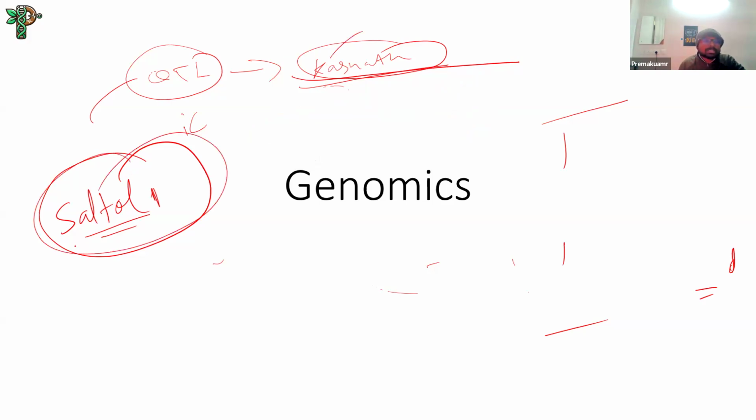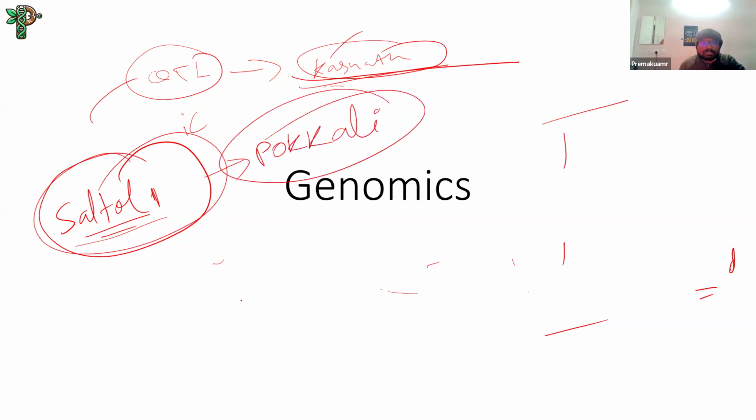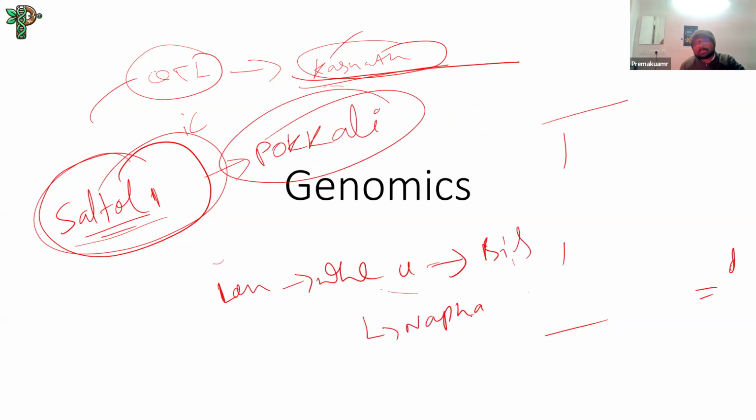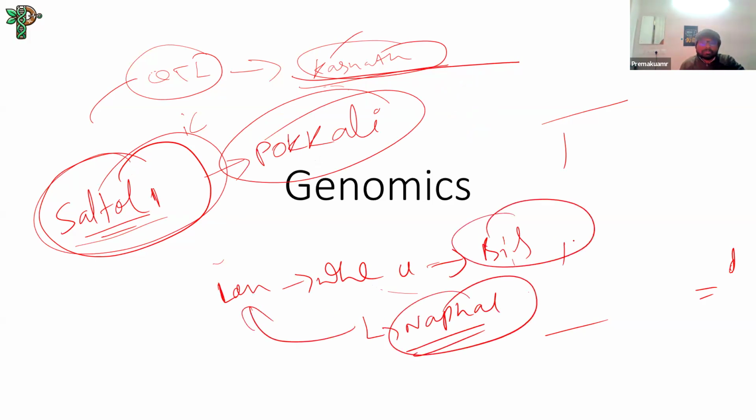Then another QTL is called saltal one from Pokkali areas. These are very important. This year they have asked about which is the land race of the wheat which is very important for biscuit making. Naphal series of the wheat. I think it's a land race or a species which is important for biscuit making quality.